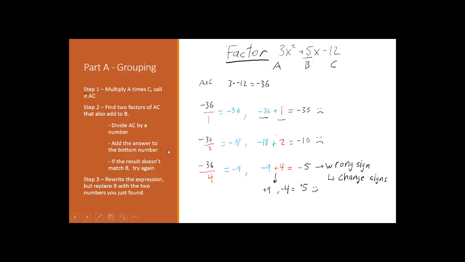What we want to do now is rewrite the original expression, but we are not going to say positive 5. Now we're going to say positive 9 and minus 4. So our expression becomes 3x squared plus 9x minus 4x minus 12. Now you may be tempted to look at that and say, well, that looks even worse. How are we going to factor it now? We'll show you how to factor it.